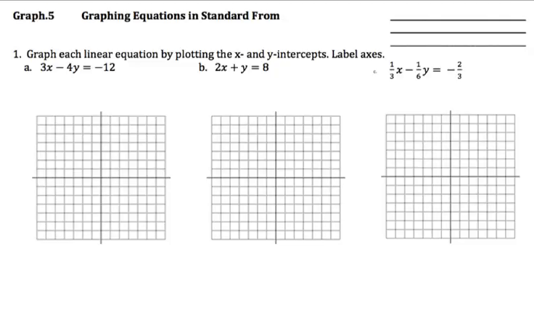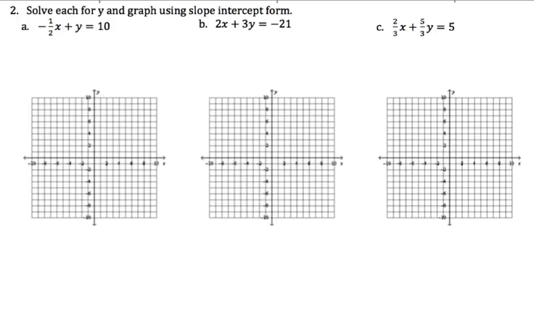Okay, in the practice on number 1, you're going to graph by using intercepts. So you need to find the intercepts, then graph them. Don't forget to label your axes, put your numbers on them, whatnot. On number 2, you're going to graph in slope-intercept form. So on this one, you'll have to solve for y first, and then graph.